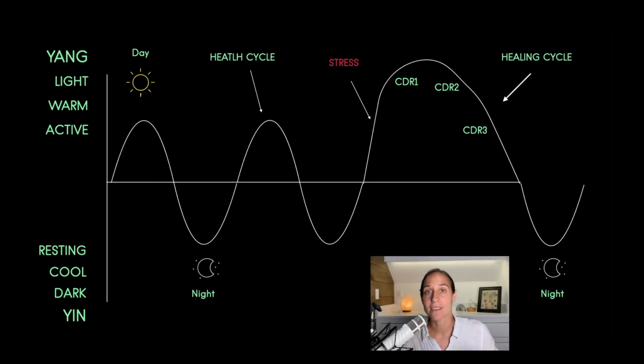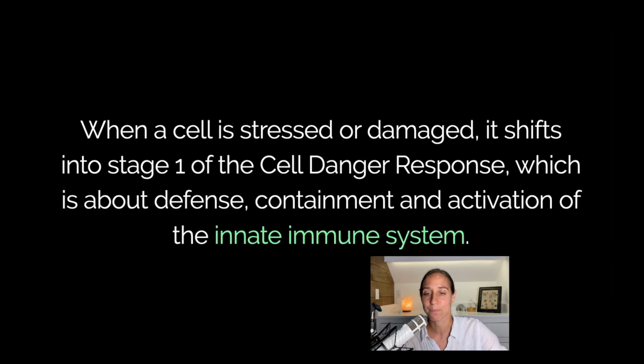And we looked at when a cell is healthy, it follows the daily pattern of light and dark cycles and temperature fluctuations and is dynamically adapting its metabolism according to natural rhythms. And then when it's stressed or infected or poisoned, it leaves this health cycle and enters the healing cycle, and it goes through CDR1 or cell danger response 1, CDR2, and then CDR3 in that order. And once it completes those steps, then it becomes a healthy cell again.